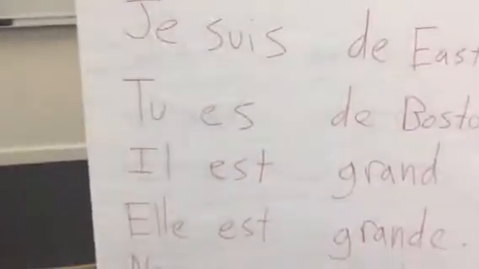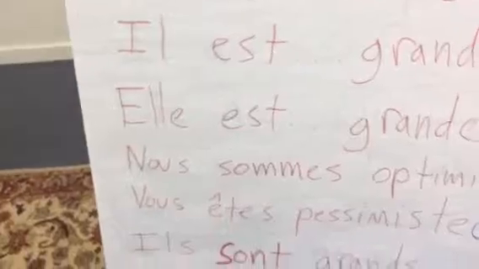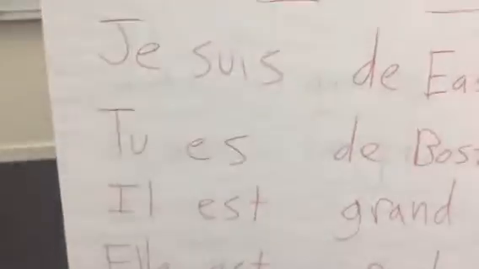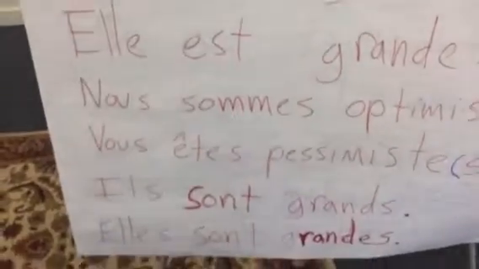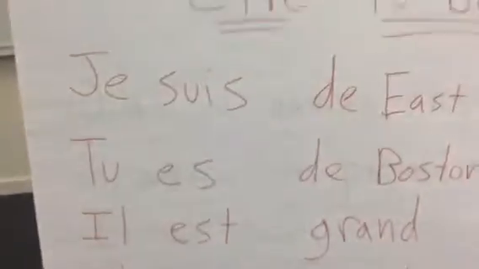So let's go through that really quickly. Je suis, tu es, il est. Nous sommes, vous êtes, ils sont. Je suis, tu es, il est, elle est. Nous sommes, vous êtes, ils sont. Elles sont. Le verbe être.